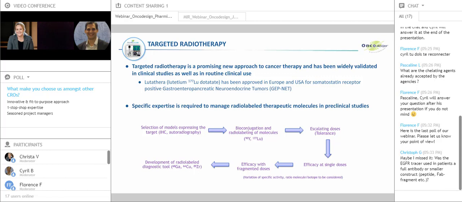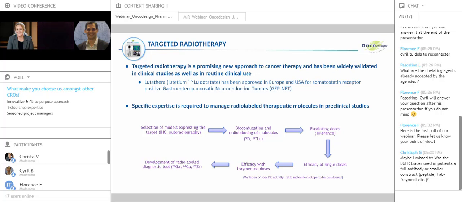Then you will determine the efficacy at single dose. Then, using a different ratio of your molecules to radioisotope, you can also play on the efficacy between the cold and the hot part of your therapy. Then you can play with the fragmented dose using the same amount of radioactivity, but over multiple treatments, like it is done in clinic, and not one single treatment.